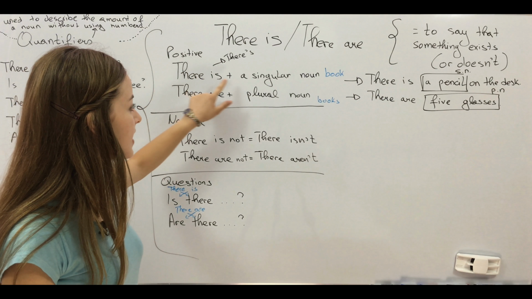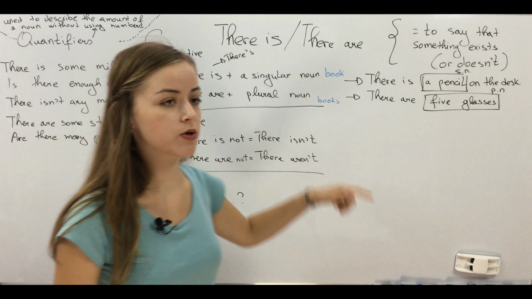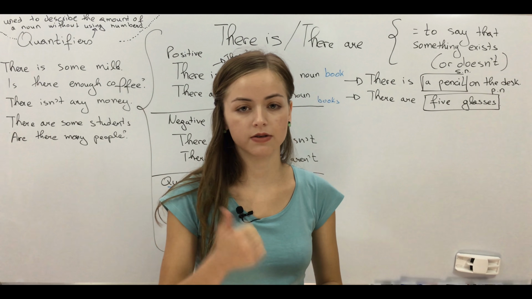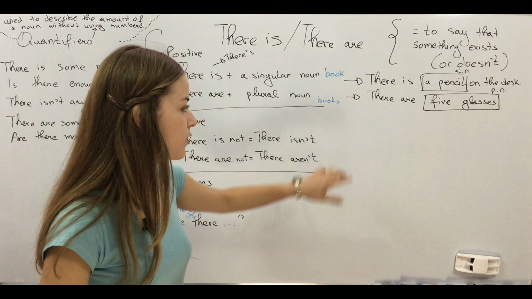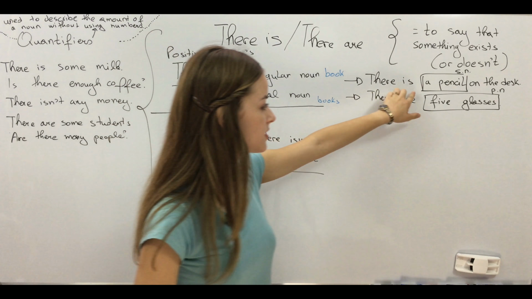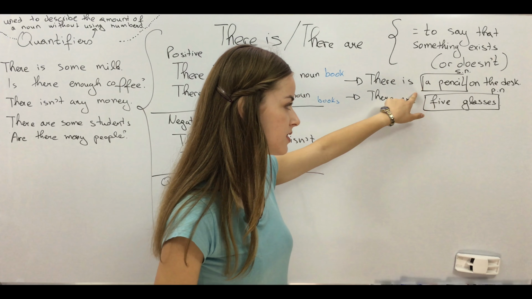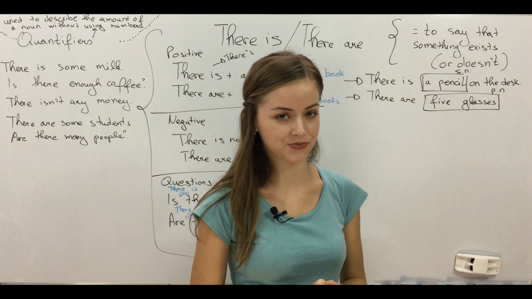There is plus a singular noun. So if you don't remember, singular noun: a book, a pencil, a TV, and so on. And we have a sentence, there is a pencil on the desk. So a pencil is our singular noun.